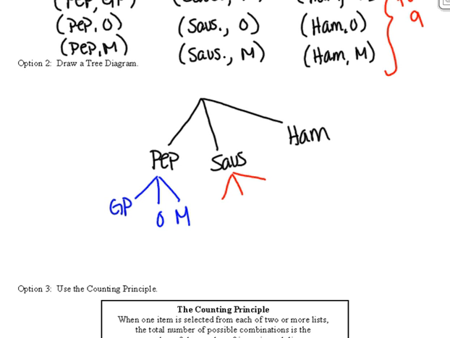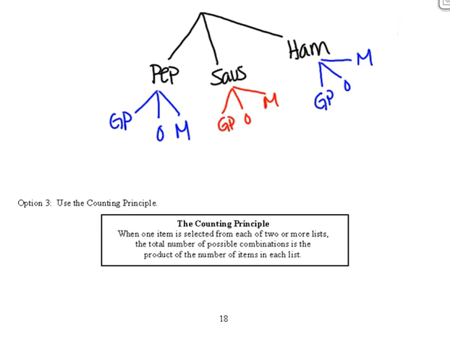Maybe you chose sausage. If you chose sausage, you still have 3 different veggie options. You could have green peppers, onions, or mushrooms on that. If you chose ham, you also have 3 different options: green peppers, onions, and mushrooms. So as you can clearly see, you can now have 9 different pizzas made, and you can see them all on your tree diagram. As I said, you don't always want to list out all of your options.